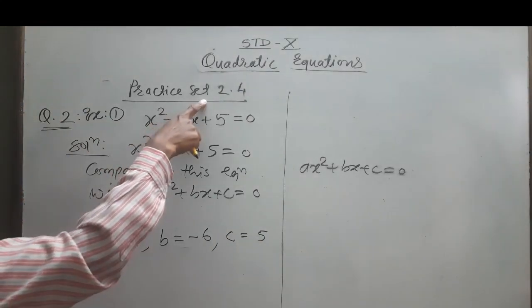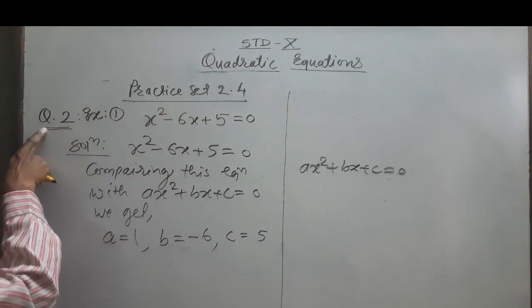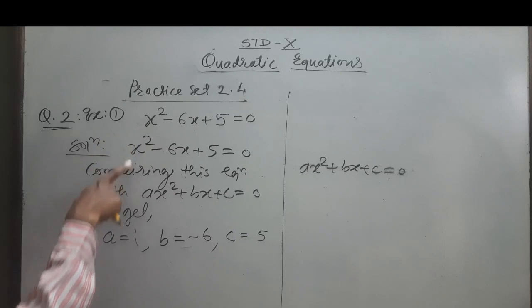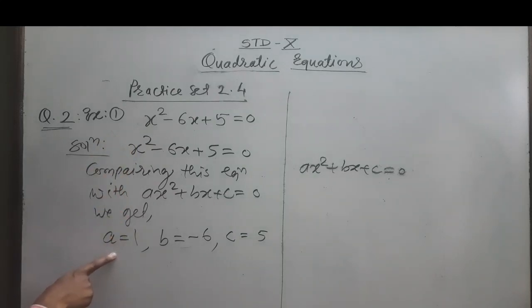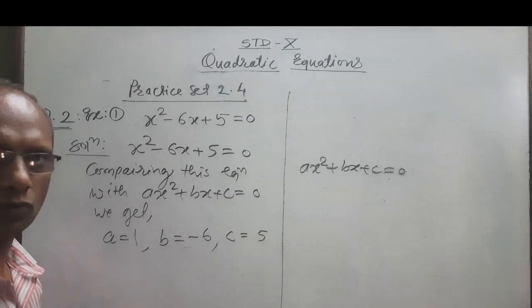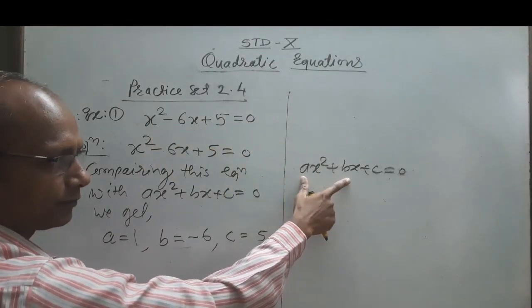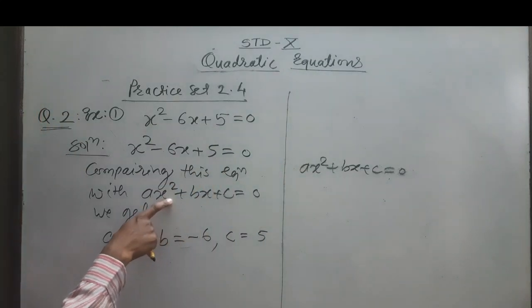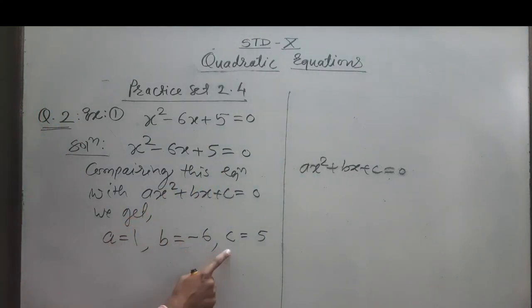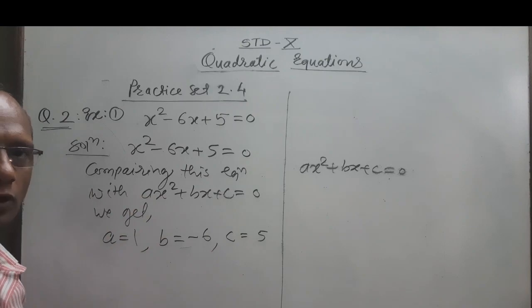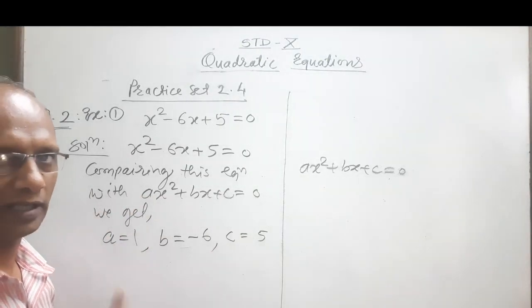In this same exercise, in question number 1, you have to solve the problems given in this way. Question 1 is to find the values of a, b, c. So what do we have to do? You have to write the equation first, compare it with the standard form, and find a, b, c. In this way, you have to solve the first question of the same exercise.